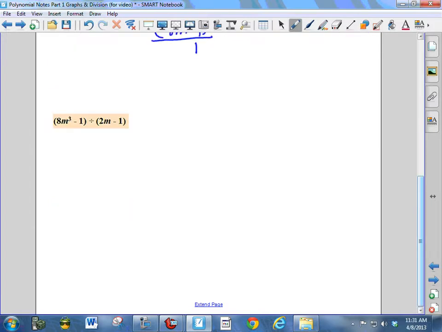Okay, last one of the long division. Now this one is a little different and illustrates another point: notice that we have missing terms here. We have an m cubed but no m squared or m. So when we write this, it's important that we leave placeholders for those spots. So we're going to write 2m minus 1 outside the division bar, but inside the division bar it's 8m cubed plus 0m squared plus 0m minus 1. And we need to do that because when we bring down the next term, we always have to bring down the term of the next degree, and so we have to have something to bring down.